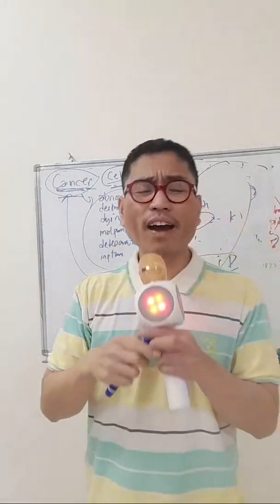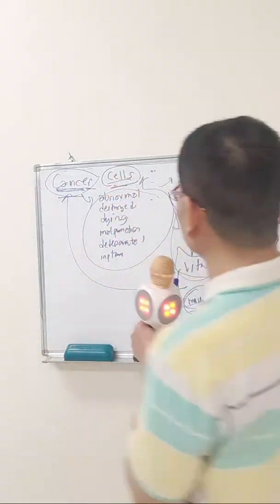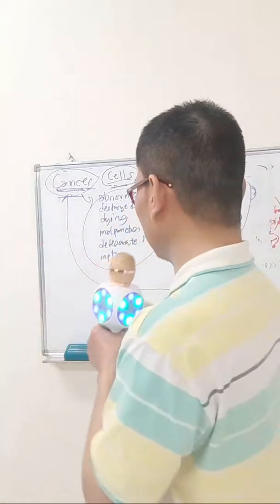Now, what are the other ways to protect the cells in our organs? Aside from eating the right kind of food, vitamins, minerals, exercise, like that. What else?